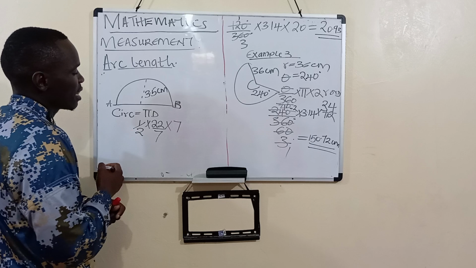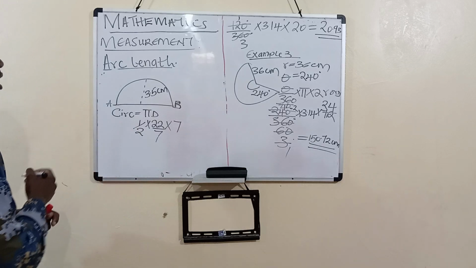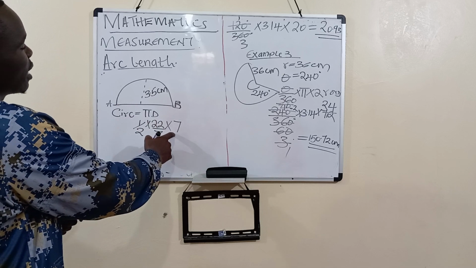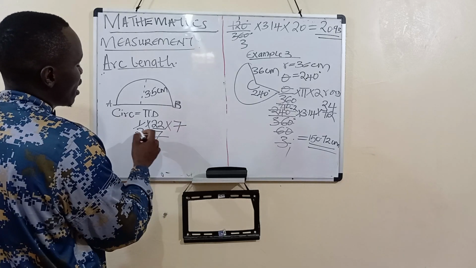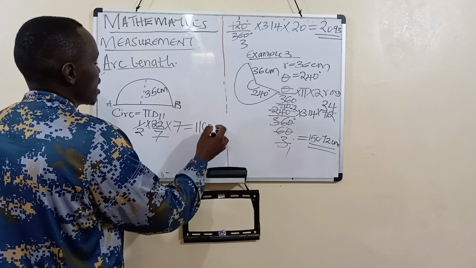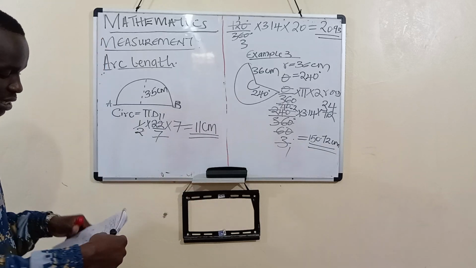What do you get when you multiply by the diameter? Remember, the circumference is given by pi d, but now in this case we have a half. So we are going to have 11 centimeters, that being the circumference.